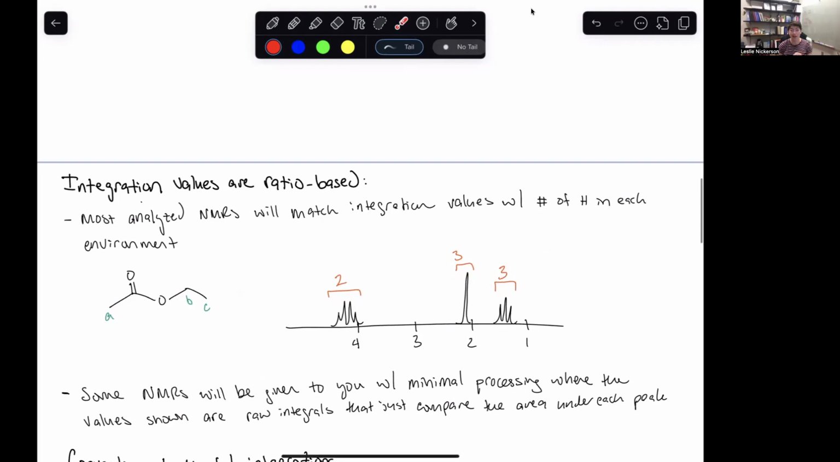That's in a processed situation where somebody has gone through and integrated that and then done a little bit of processing, a little bit of thinking of their own, to make sure that they're saying this should be a 2 and then a 3 and a 3, rather than a 1 and a 1.5 and 1.5. That's the kind of ratio you could end up with, and obviously we can't have half of a hydrogen in an environment. So we are looking at whole numbers here.